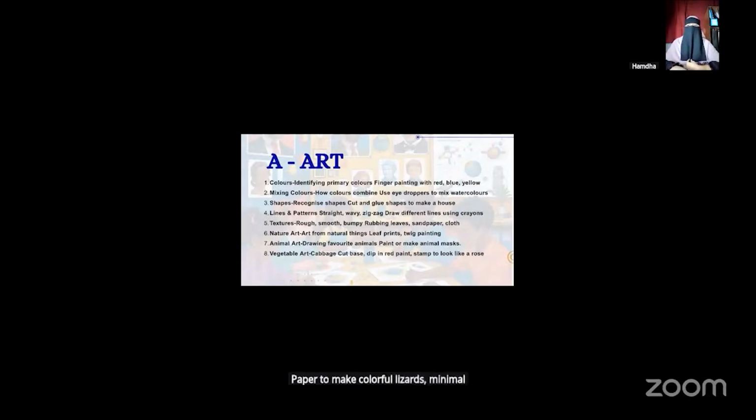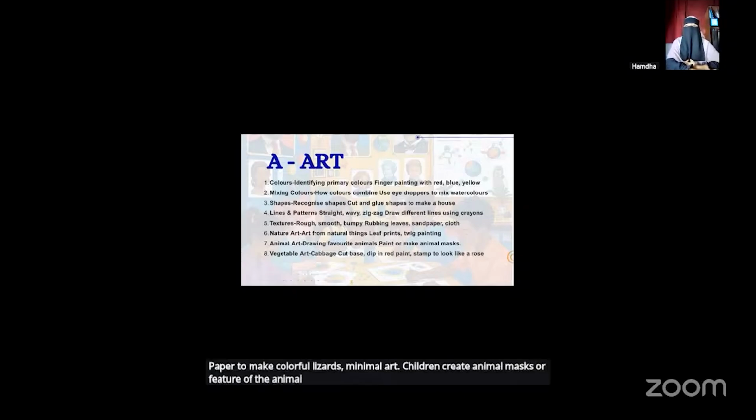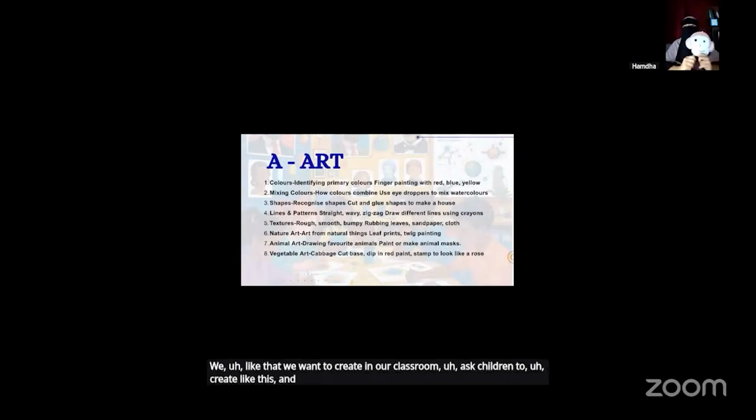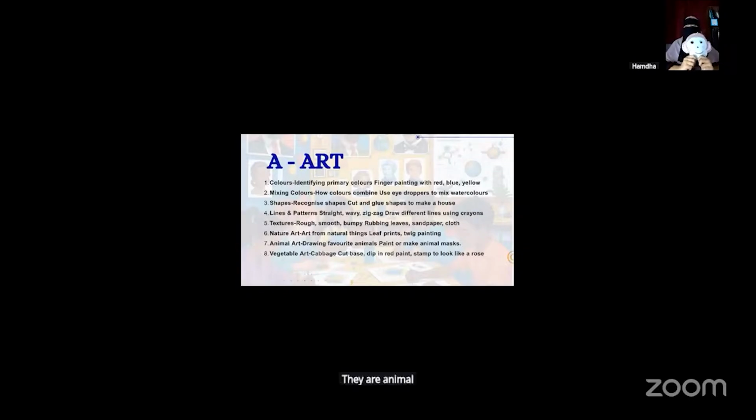Animal art. Children create an animal mask or a picture of an animal from the story using a paper plate, paint, and craft materials. For example, the jungle party. There are a lot of characters: lion, elephant, peacock, zebra. We like that, we want to create it in our classroom. Ask children to create like this and retell the story using their animal art or act like the animal they made. These build creativity and imagination, encourage listening, and storytelling skills are developed.